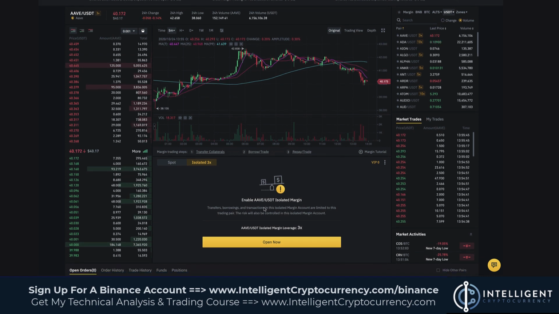So you can see over here, I need to enable AVE USDT isolated margins. Transfers, borrowings, and transactions with this isolated margin account are limited to the trading pair. The risk will also be controlled in this isolated margin account.